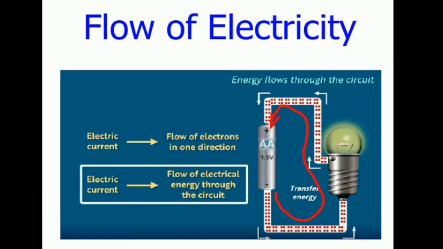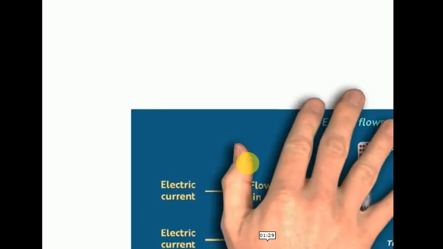Now here one more important thing you have to remember: the flow of electricity will be opposite to the flow of electrons. Means what? The flow of electricity will be from the positive to the negative terminal, so it will move through the bulb like this. So the electricity will move from positive to negative terminal, whereas the electrons will flow from negative to positive terminal. Okay, so this is the general direction in an electrical system that we have checked.